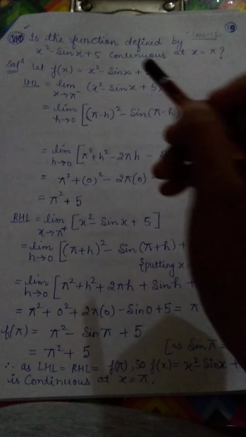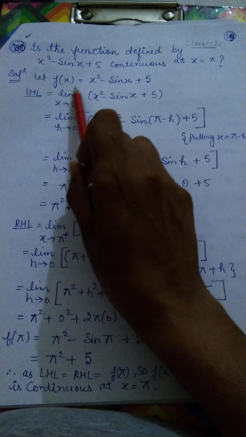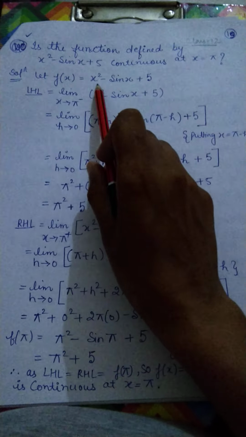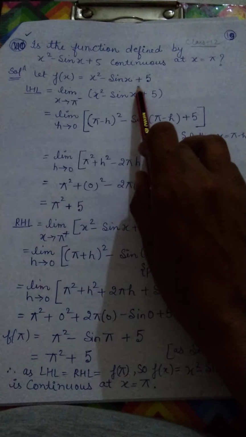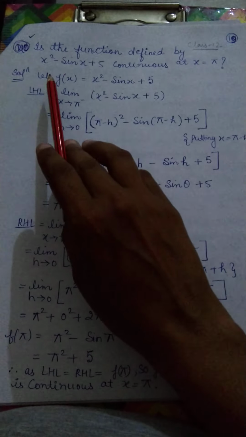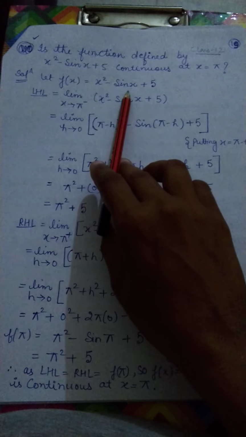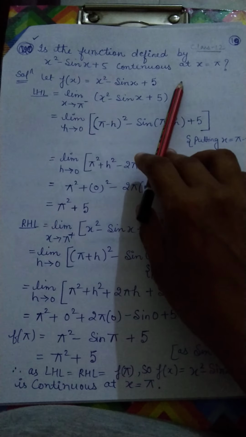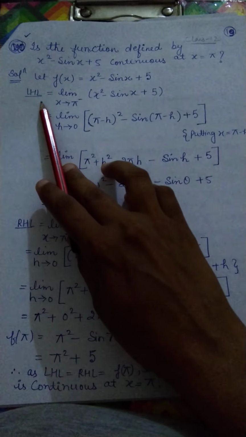So bache, first of all I will write down: let f of x is equal to x square minus sin x plus 5. Clear? What I will write down? Let f of x is equal to x square minus sin x plus 5. Next bache, what I will write down?